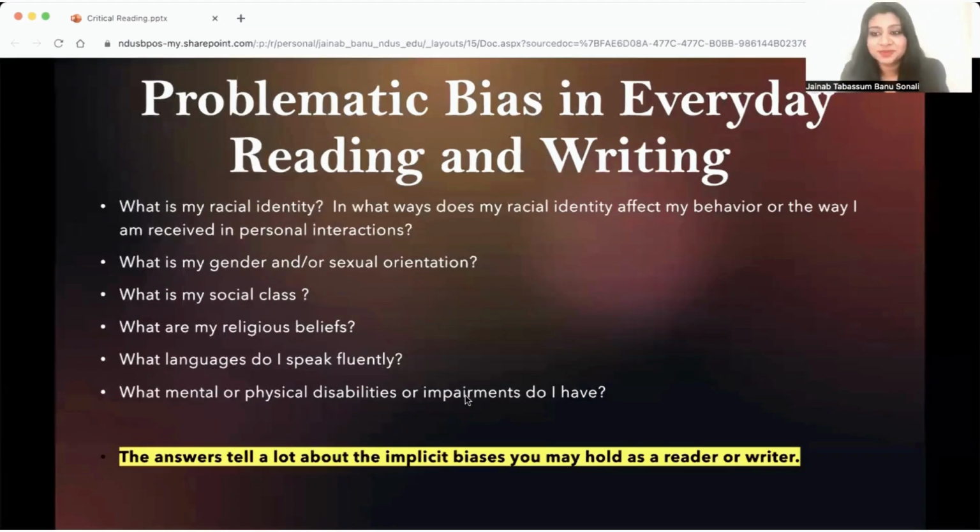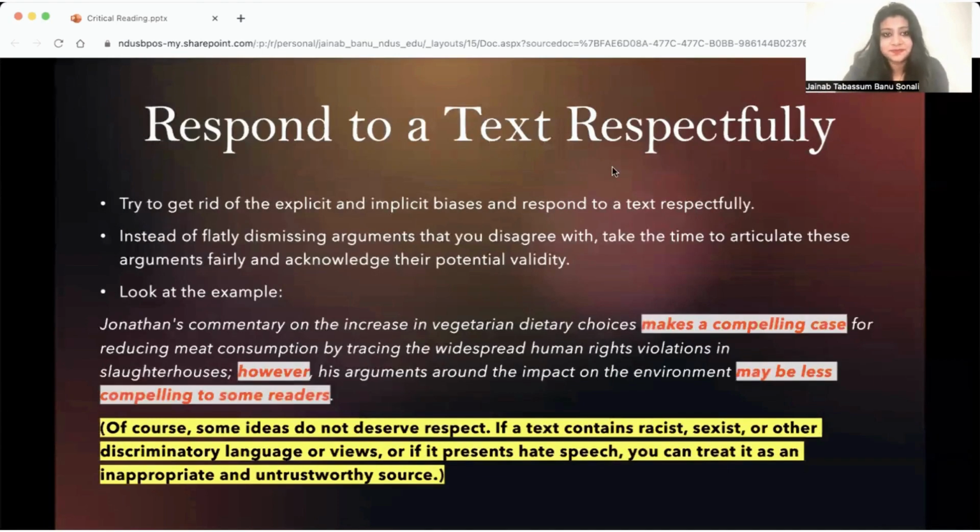Yeah, I was talking about the bias that you need to understand based on these things: racial identity, gender identity, your social class, your religious beliefs, your ableism, I mean, from the ableist point of view, and also from the linguistic point of view. And then you start understanding your own self. If you understand your own self as a reader, you may understand the biases or the perspectives of the writers, right? So these are the important things.